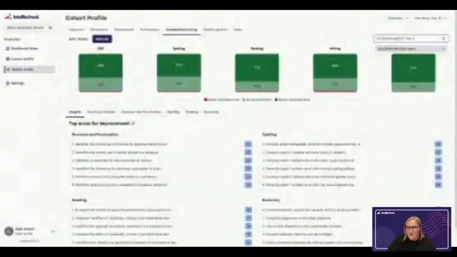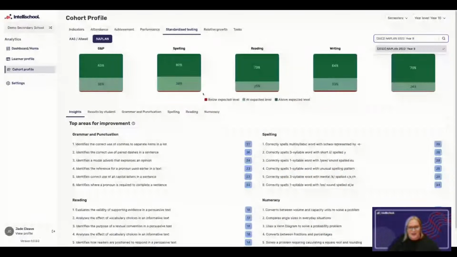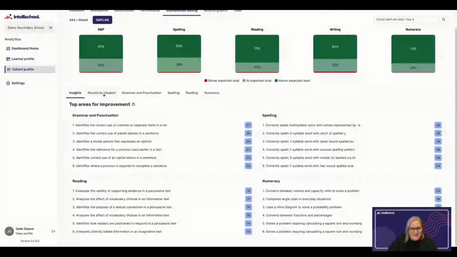Also important to note that you can isolate different time periods. You can look at a specific instance of NAPLAN testing. In this dummy environment, I've just got the one, but for many of the schools that I know are here today, you'll see a reasonable list of those different options. Underneath our stacked bar charts, we have a couple of additional tabs. Let's start with this Insights tab here.